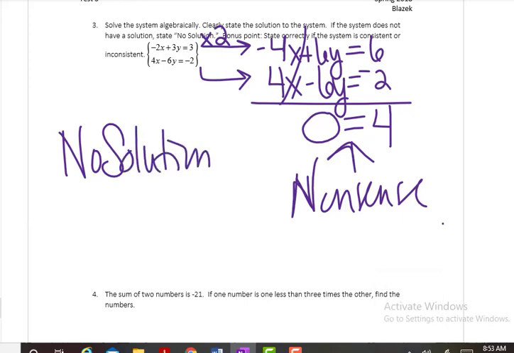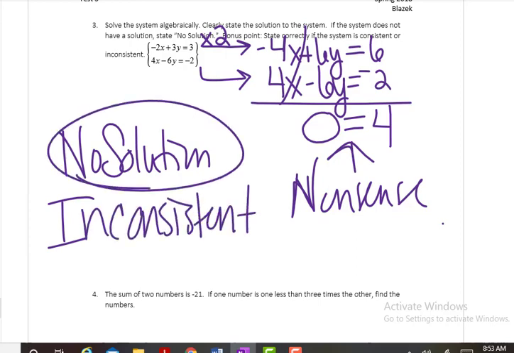That means it is our bonus point here. It is inconsistent because there is no solution. If it was something like 0 equals 0 or 5 equals 5, that's when we would have infinitely many solutions. But in this case, it is nonsense because 0 never equals 4. Never, never, never. It's a very technical word, but we have no solution and the system is inconsistent.